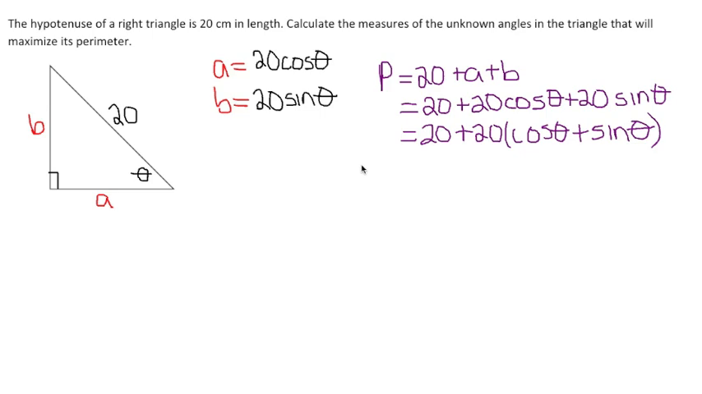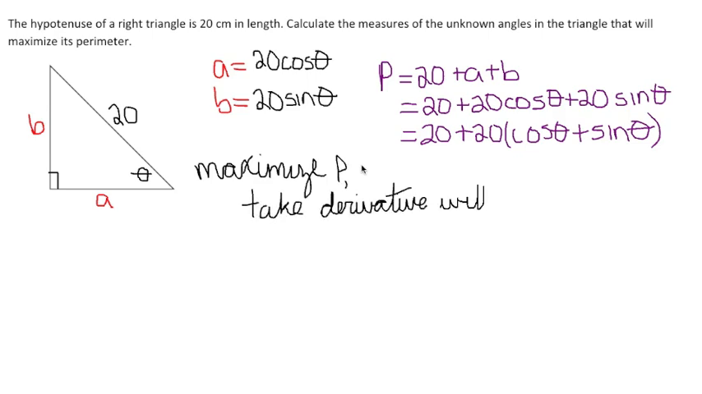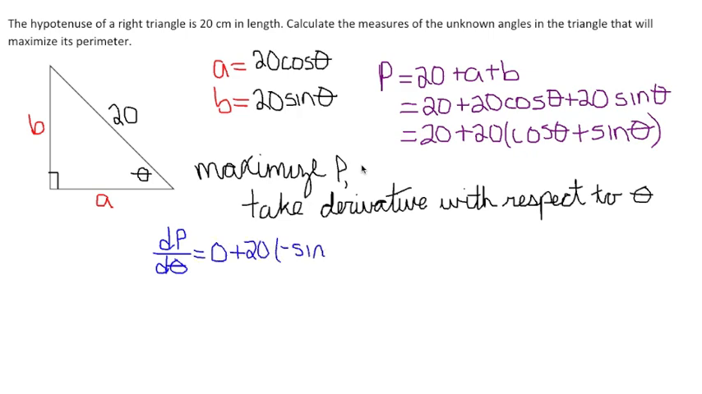Now let's remember that we're trying to maximize the perimeter, and whenever we're trying to maximize or minimize something, we want to take the derivative with respect to the unknown. We'll take the derivative of P with respect to theta, and that will give us 0 plus 20 times (negative sine theta plus cos theta). So let's rearrange that. We get the derivative of P with respect to theta is equal to 20 times (cos theta minus sine theta).